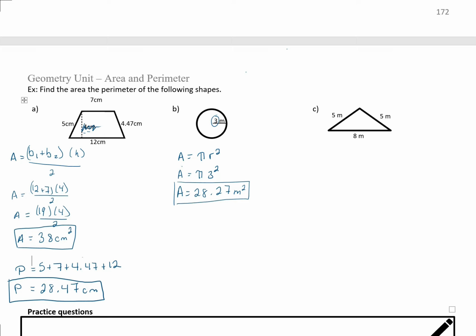Circumference of a circle, 2 pi r. So our circumference is 2 times pi times 3, which is 18.85 meters.